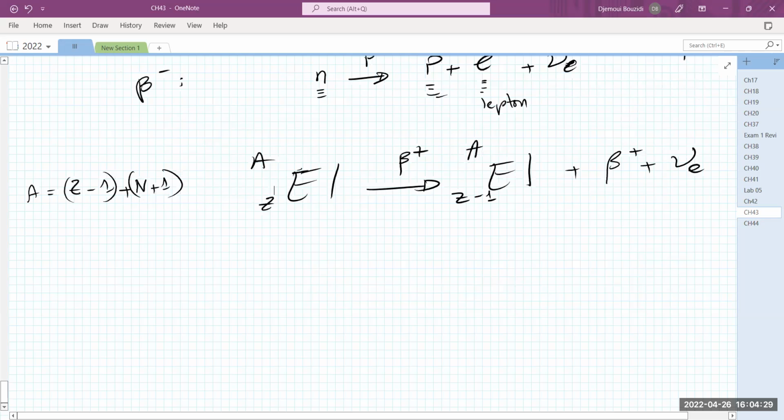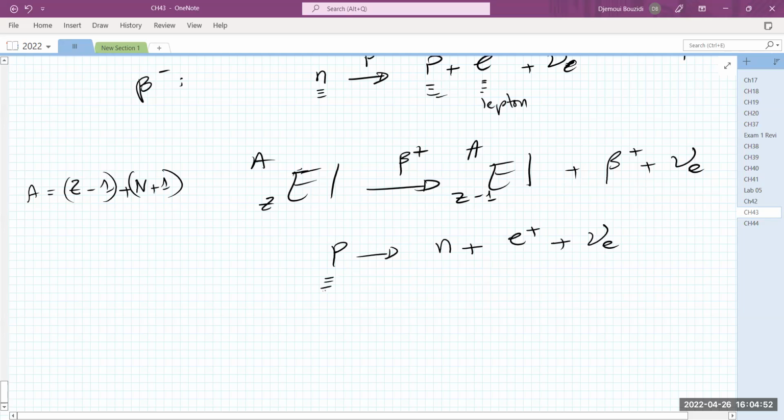So what looks like is going on in here is that a proton has been converted to a neutron plus an anti-electron, which is called a positron, plus a neutrino, a normal neutrino. So we have conservation of everything.